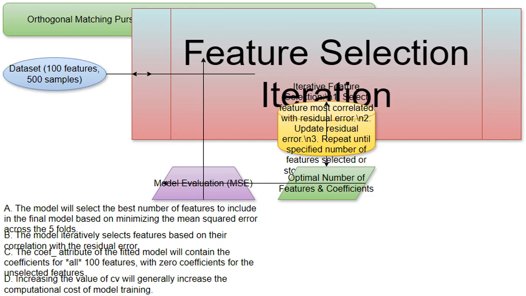OMP works iteratively, selecting features one by one. At each step, I'll select the feature that is most correlated with the remaining error from previous steps. It's like building with Legos. Each step adds a brick that reduces the error left over from the previous building step.